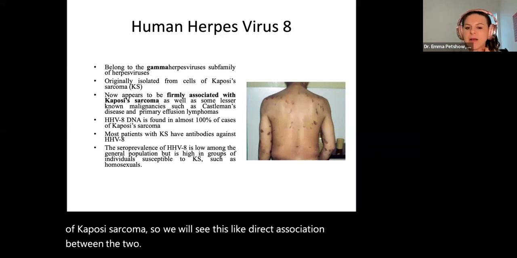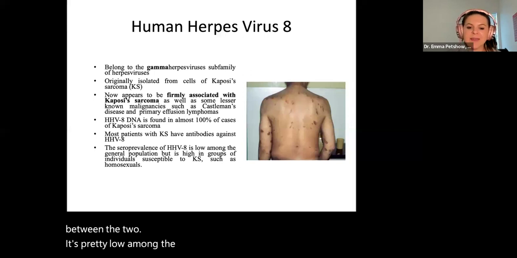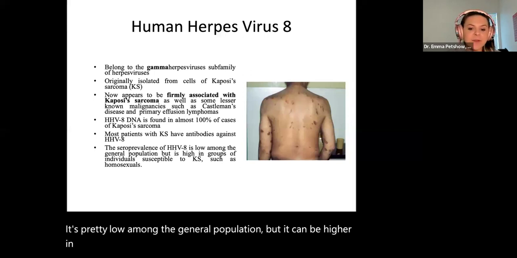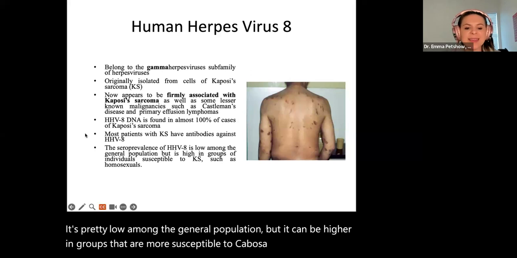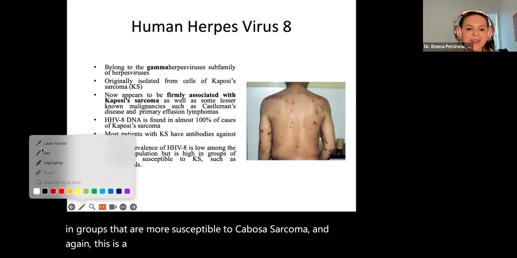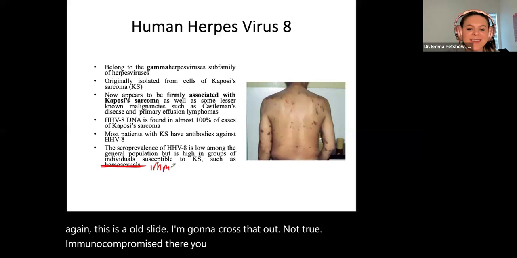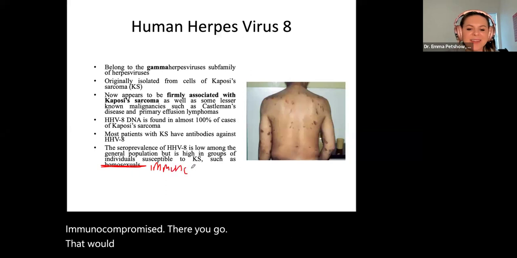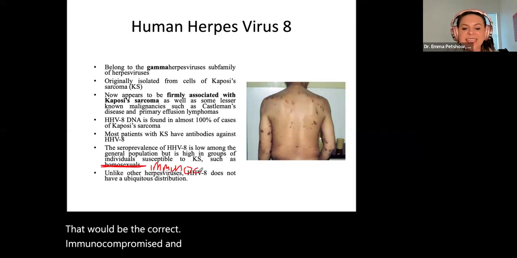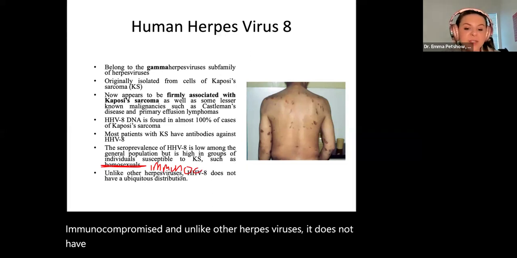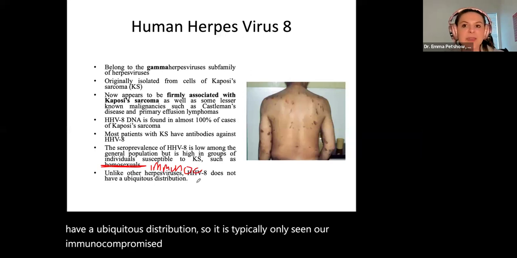It's pretty low among the general population, but it can be higher in groups that are more susceptible to Kaposi sarcoma. And again, this is an old slide. I'm going to cross that out. Not true. Immunocompromised. There you go. That would be the correct one. And unlike other herpes viruses, it does not have a ubiquitous distribution. So it is typically only seen in our immunocompromised folks. It could be immunocompromised in any way, shape, or form.